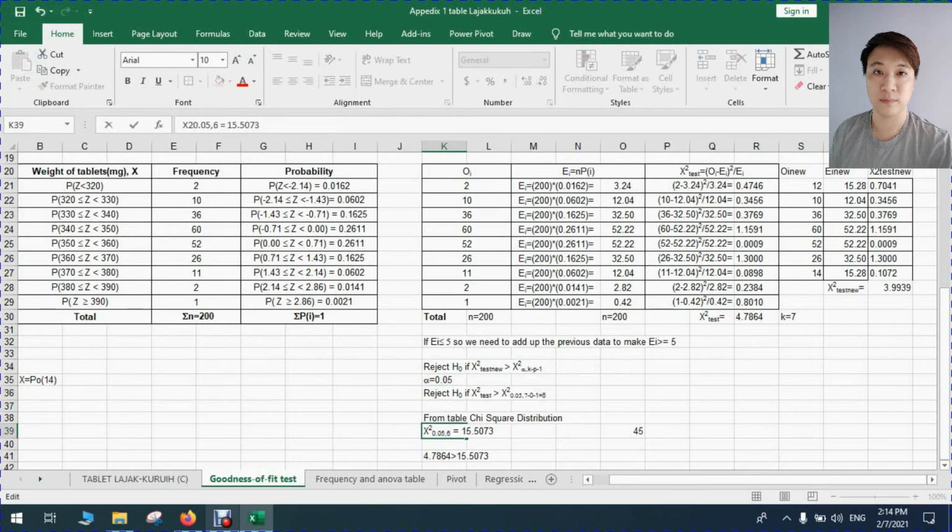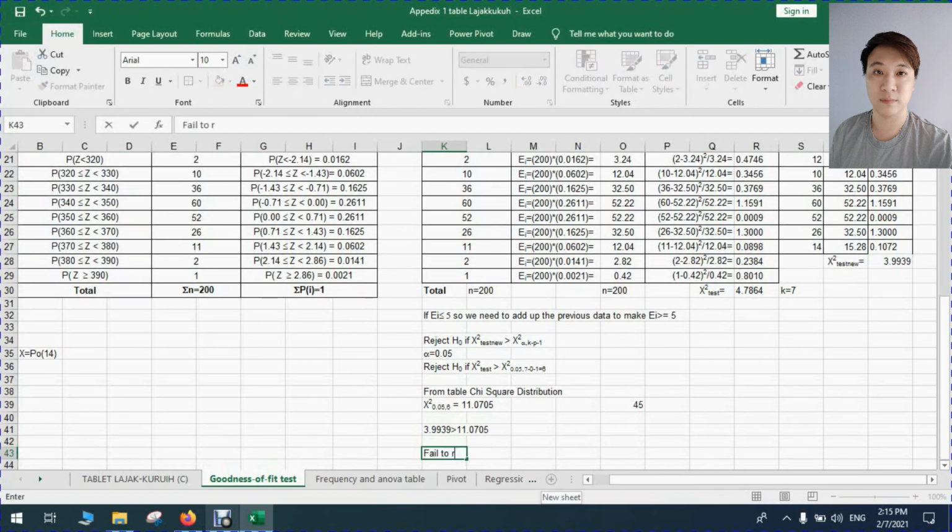So 6, refer to the statistic book. The chi-square distribution for v is 6, so we need to find 11.0705. So the chi-square is 9.9939, more than 11.05.